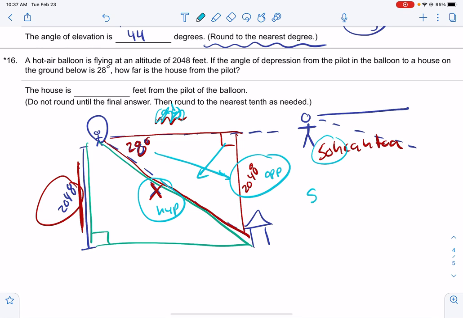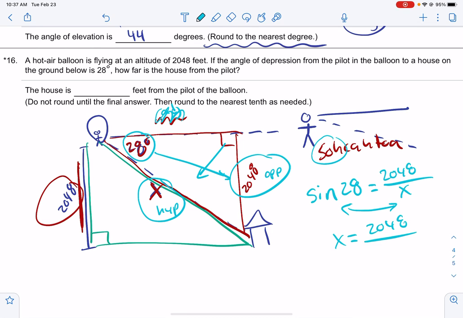So my ratio that I write, I'm going to write the sine of my angle, which is 28 degrees. The sine of my angle is equal to the opposite side, 2048, divided by the hypotenuse, which is x. And if you remember the shortcut, when this happens, all you have to do is switch the x and the sine of 28 with each other. So it becomes x equals 2048 divided by the sine of 28.